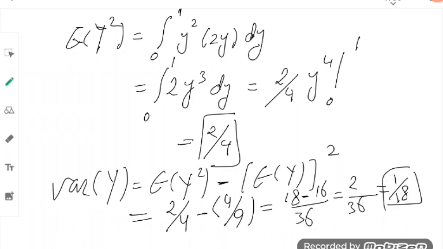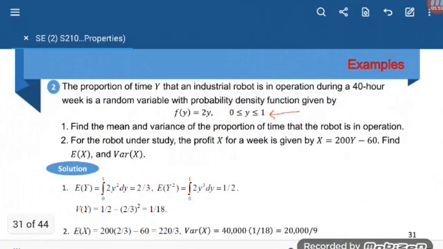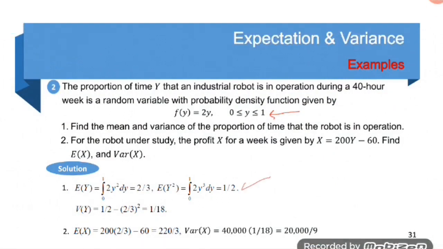Now move to the question to check our answer. Yes, we have the expected value is 2 divided by 3, and the variance is 1 divided by 18. Now, for the robot under study, we define a new variable, the profit. The profit for a week is given by x equal to 200y minus 60. Find the expected value and the variance of x.